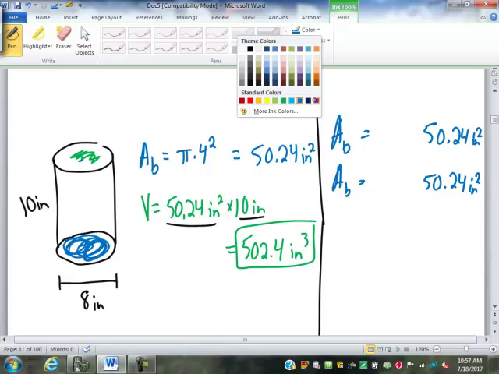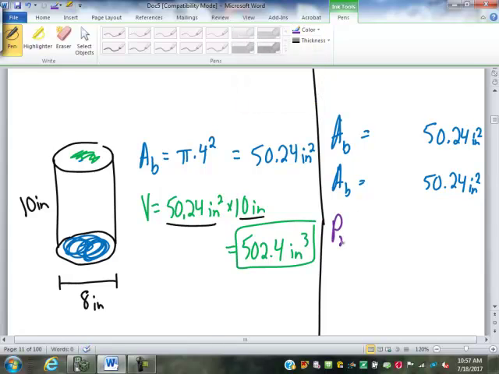For the lateral area, we need to know the perimeter of the base. Well, the base here is a circle. So the perimeter of the base is found by finding the circumference of this circle, a diameter of 8 times pi, which you are correct is going to be 25.12, and that's measured in inches.